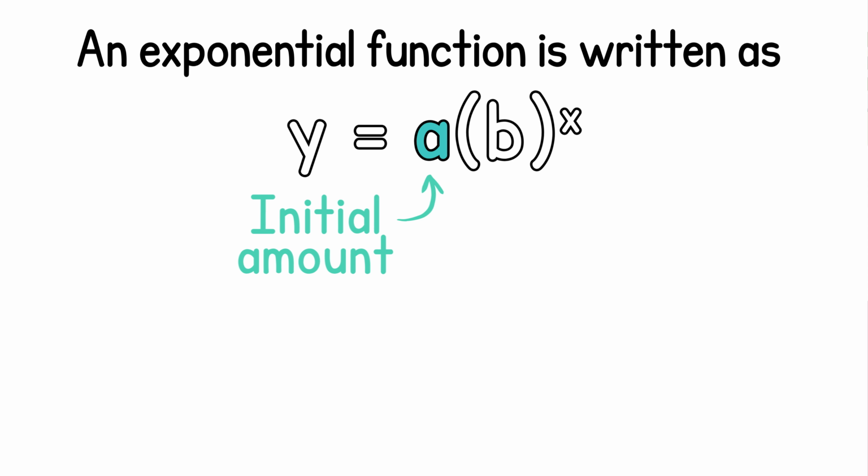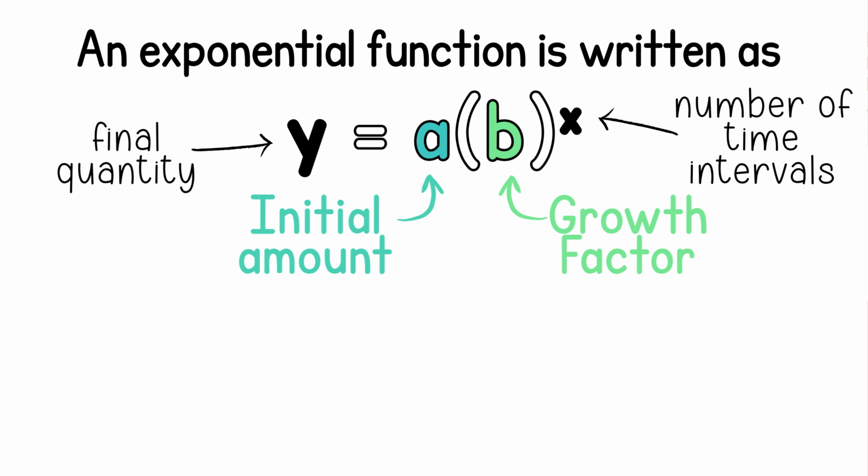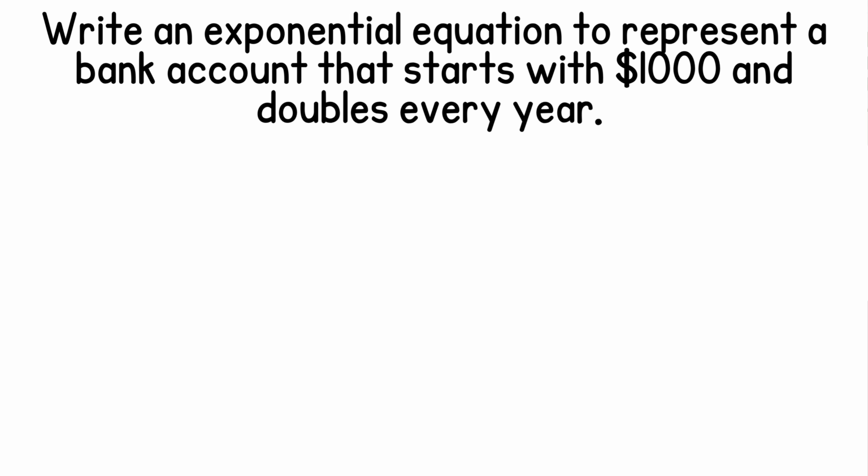tells us our initial amount and b tells us the growth factor. X will tell us the number of time intervals, and y will let us know the final quantity. Let's practice by writing an exponential equation that represents a bank account that starts with $1,000 and doubles every year.